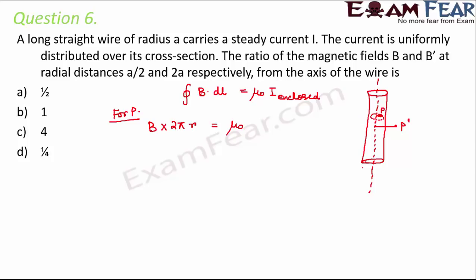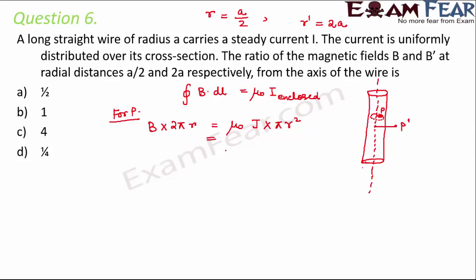So total current enclosed by this loop will be equal to current density J into area. Area is the area of a circle, that is pi r square, because this distance is, let's say, r. In this question it is given that the small r is equal to a by 2. So we are assuming that point P is at a distance r from the axis, and also that P dash is at a distance r dash. So r dash is, according to the question, 2a.